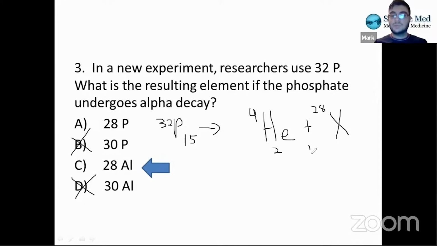15 goes into 2 plus how much? Again, you don't lose protons, so it would be 13. And I believe 13 is aluminum, which is C. You didn't have to know. You could have looked in the periodic table. You didn't have to. You just know that it would be another element, right?